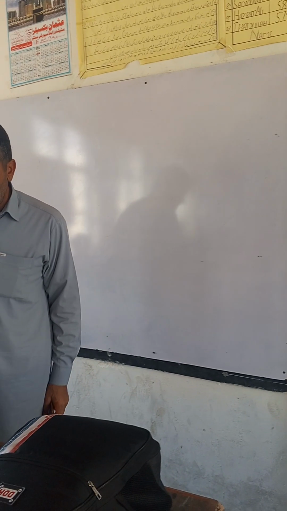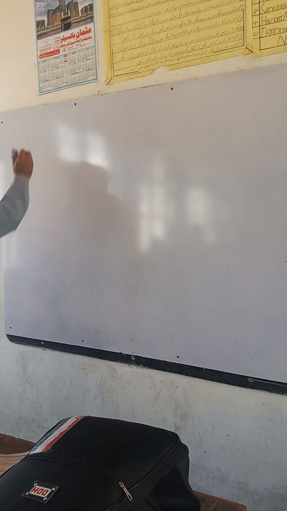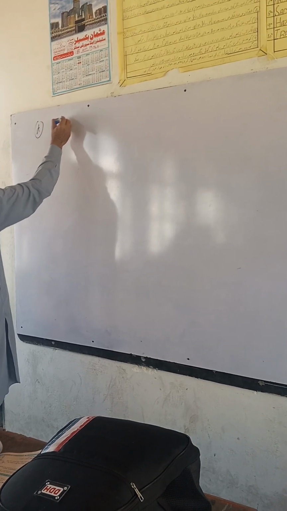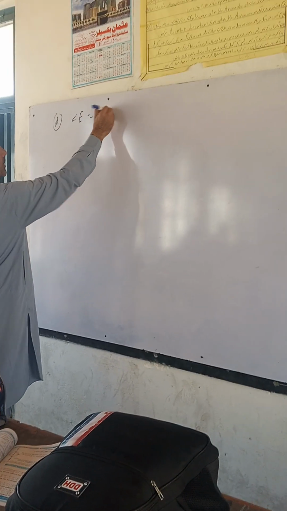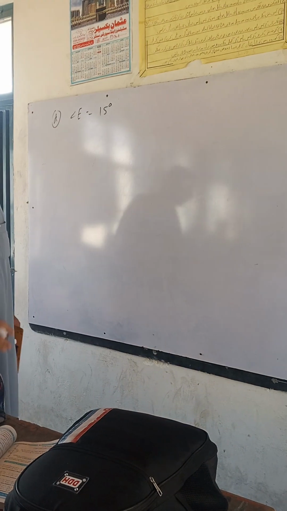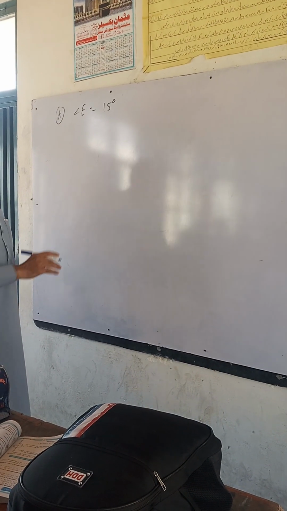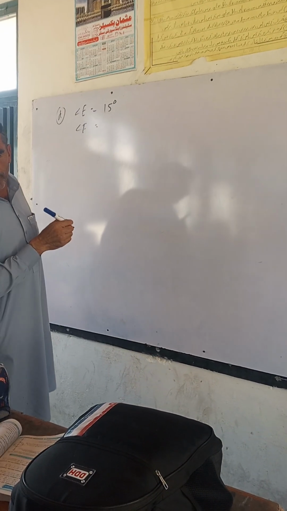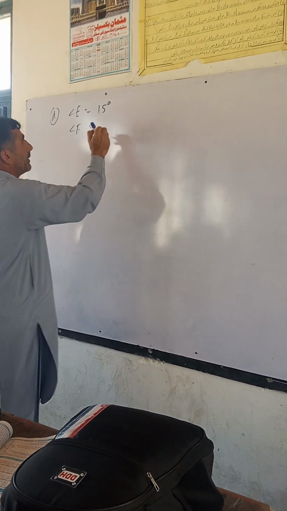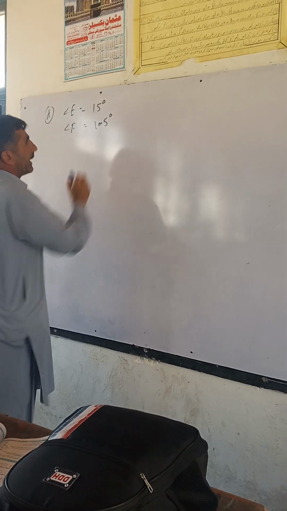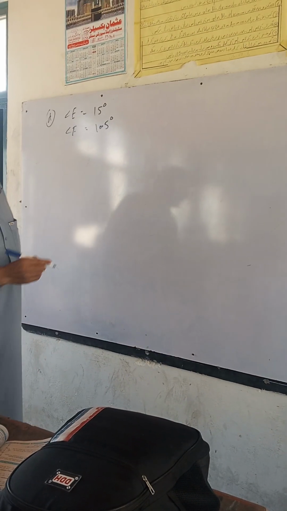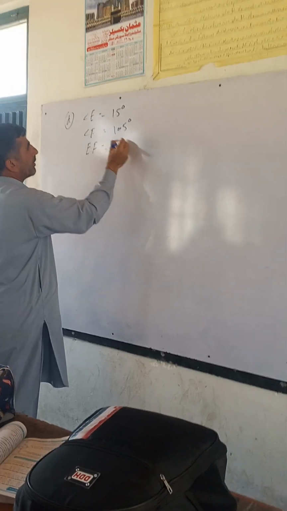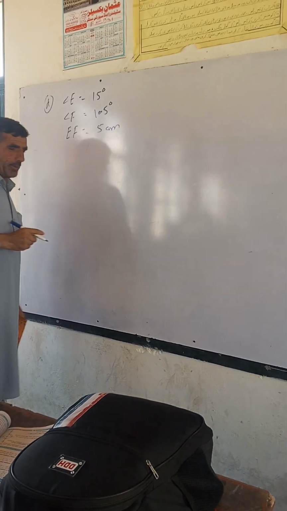Part D. Angle E is equal to 15 degree. Angle F is equal to 105 degree. And EF is equal to 5 centimeter.